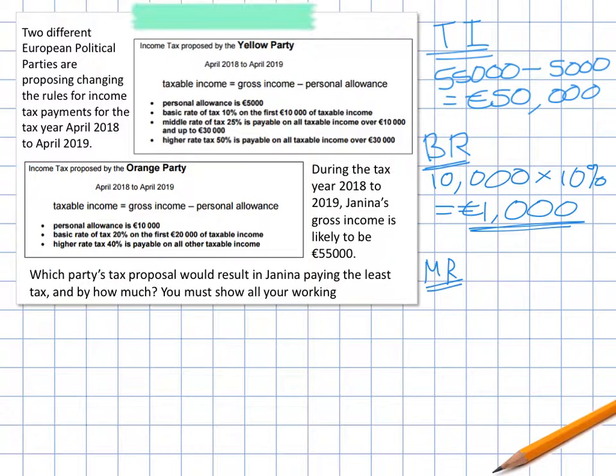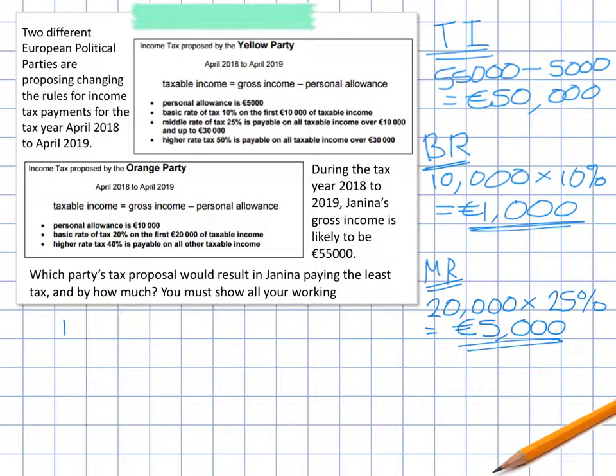Right, then we go up to the middle rate. And here I've got to look at the taxable income over 10,000 and up to 30,000. Again, if I look back to my taxable income, it definitely goes up to 30,000. So I'm going to do from 10,000 to 30,000. And obviously that range is 20,000 wide. So I'm paying on 20,000 the next bit up. So I'm doing 20,000 times by 25%. And this time that's going to give me 5,000 euros. Okay, so that's our middle rate.